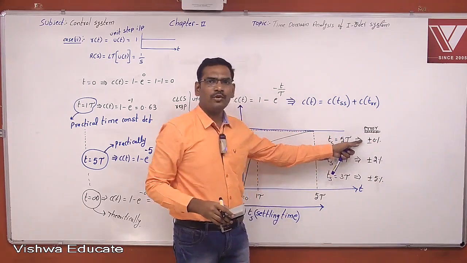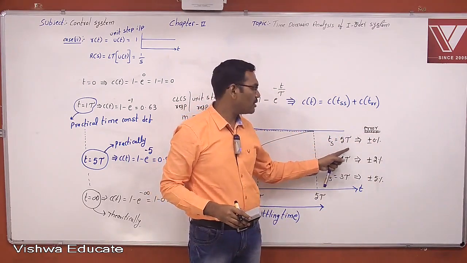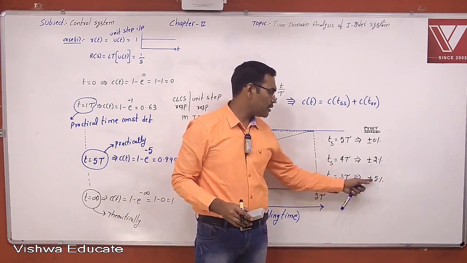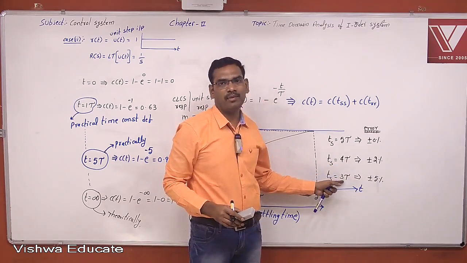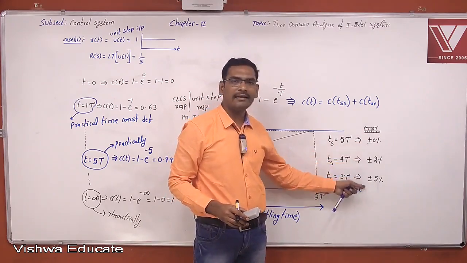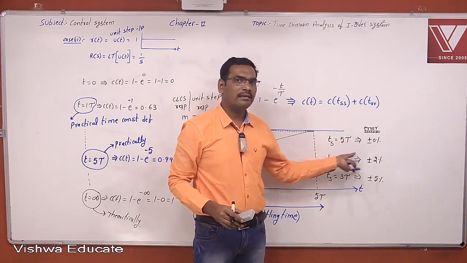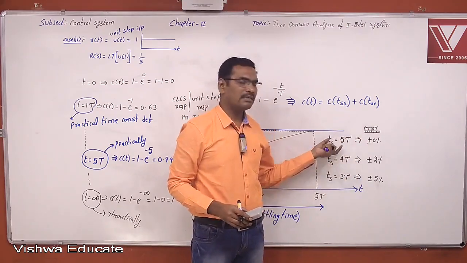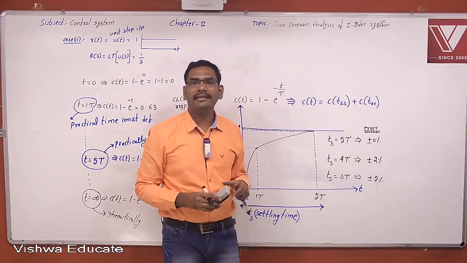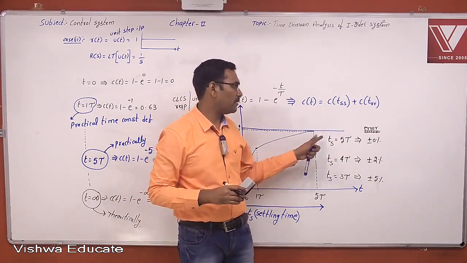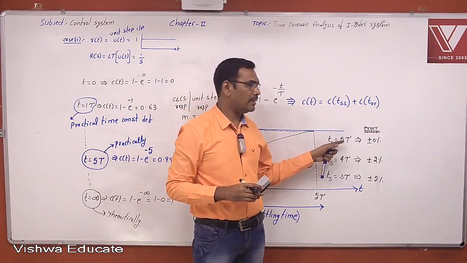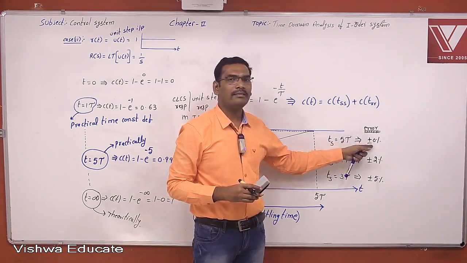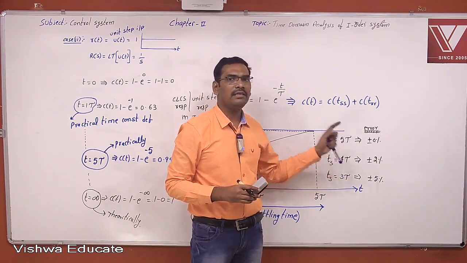Now, if error is 0%, settling time is 5 time constants. If error is 2%, settling time is 4 time constants. If error is 5%, settling time is 3 time constants. These are the acceptable error bands. So 2% error, how much is settling time? 5% error, what is the settling time? 0% error, what is the settling time? Practically, the settling time for any practical response is nothing but 5 time constants. The time taken by the response to reach 5 time constants such that the error becomes 0. This is the practical definition of the time constant.